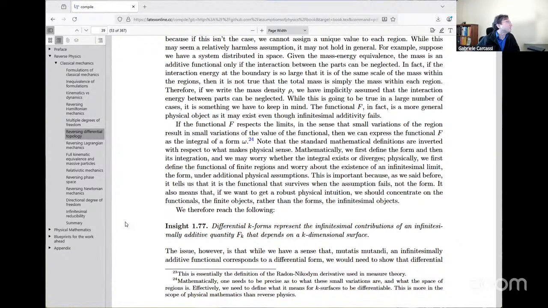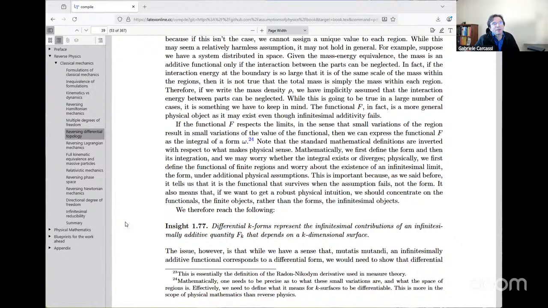A question from the chat: "Non-additivity is exactly the problem in general relativity. Mass of gravitational field is non-local." Yeah, it's exactly it. I was thinking more of general relativity, as Julius comments. Sorry, what did he say? The mass of the gravitational field is non-local, or the energy of the gravitational field is non-local.